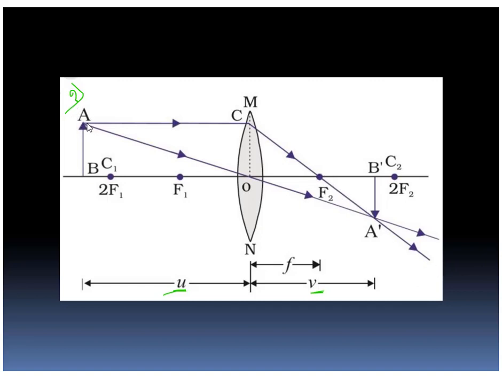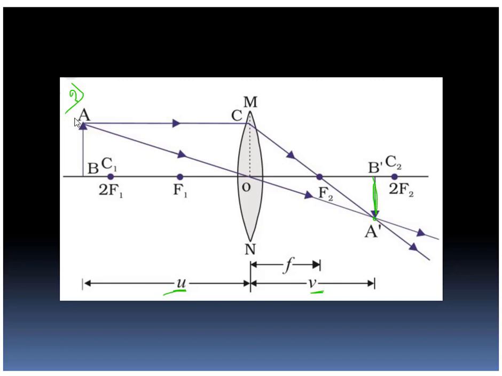Now if we draw another ray of light from here, it is passing through the center, through the pole. So according to the rule, if any ray of light is passing through the pole, it will go undeviated. Here refraction will not take place. So it will move in a straight line like this. So at this point these two rays are meeting. So here the image is formed.